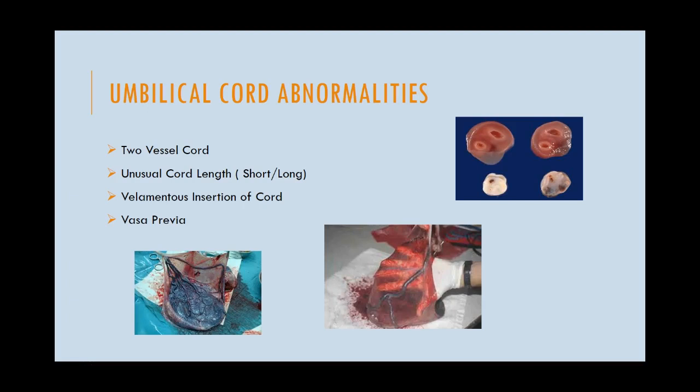A velamentous insertion of the cord and vasa previa. That's these 2 things right here, those 2 pictures. You don't have to know those exactly. I just wanted to show you what those were so that you would have an idea of what they are if you heard of them out in clinical or anywhere. You can see how the umbilical cord has sort of grown into the amniotic sac in these pictures, and that can also cause issues.